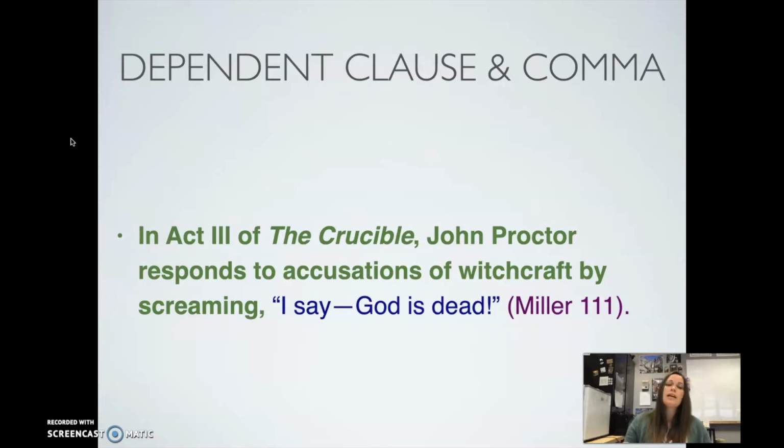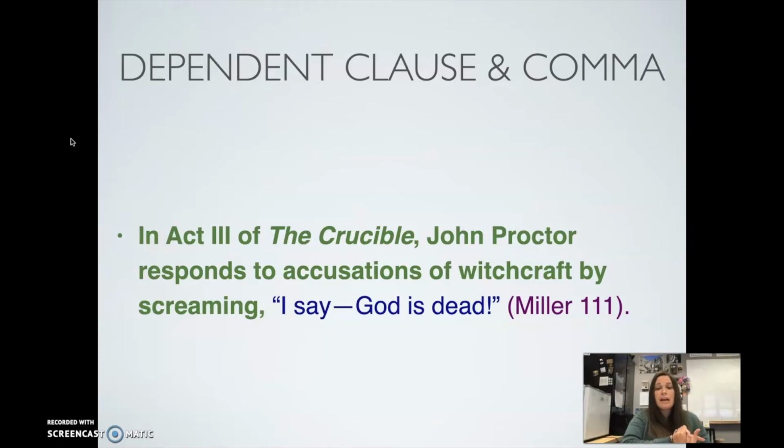Okay, also notice that in this dependent clause, I included a lot of background information, right? I gave you that it was in Act 3. I gave you the title of the work, The Crucible. I said who's actually speaking, and I said in what situation they're speaking. That's all called context. It's also called a contextual lead-in, right?